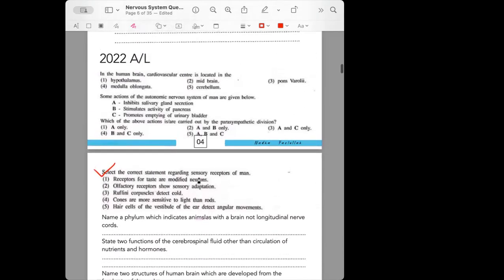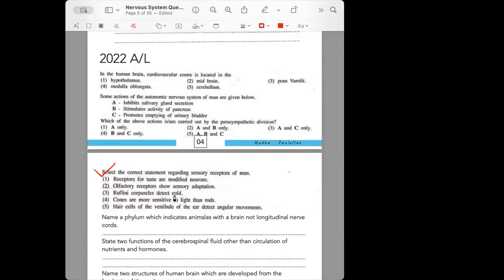Then moving on to 2022 A level: select the correct statement regarding sensory receptors of man. Receptors for taste are modified neurons. Are they modified neurons? No. Taste receptors are not neurons, they are modified epithelial cells, okay? Olfactory receptors show sensory adaptation. Yes. If you get exposed to a certain smell for a very long time, you won't be able to detect that anymore, because they are showing sensory adaptation. So 2 is correct, but let's see why the others are wrong.